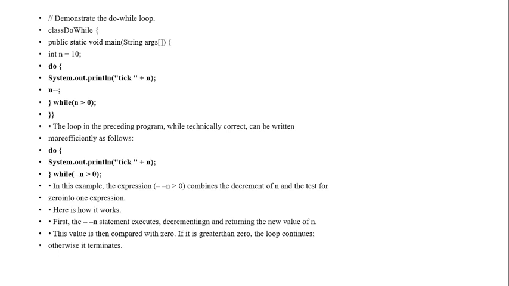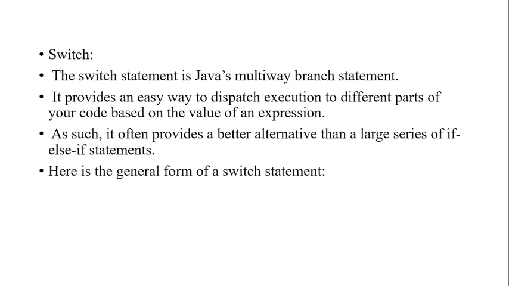You can see here, once the value 10 is printed, the next statement in the program is n minus minus. What is the value of n? 9, right? So 9 is greater than 0. Yes, it is true. Then what happens? It will automatically go inside the loop and it will be printed once, right? So this is how the do while statement works.